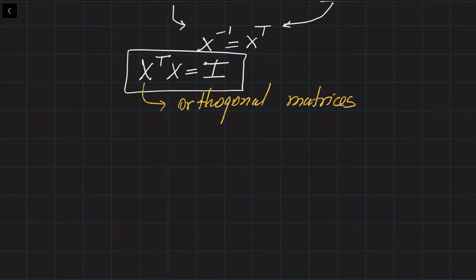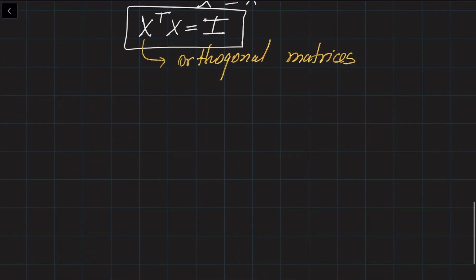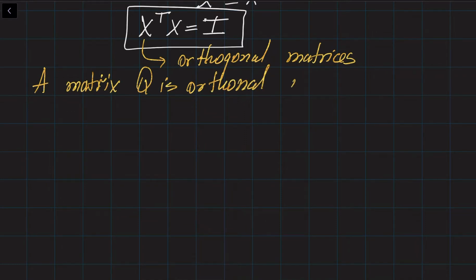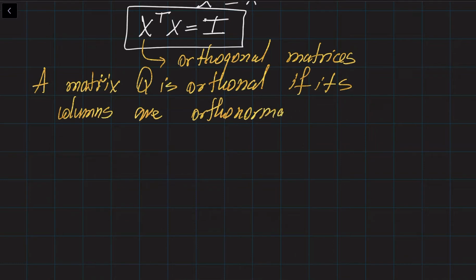So let me remind you what is the definition of an orthogonal matrix. We usually denote the orthogonal matrix as a capital Q. A matrix Q is orthogonal if its columns are orthonormal. If you remember, orthonormality means that the columns of this matrix Q are all unit vectors and they are perpendicular to each other at the same time.